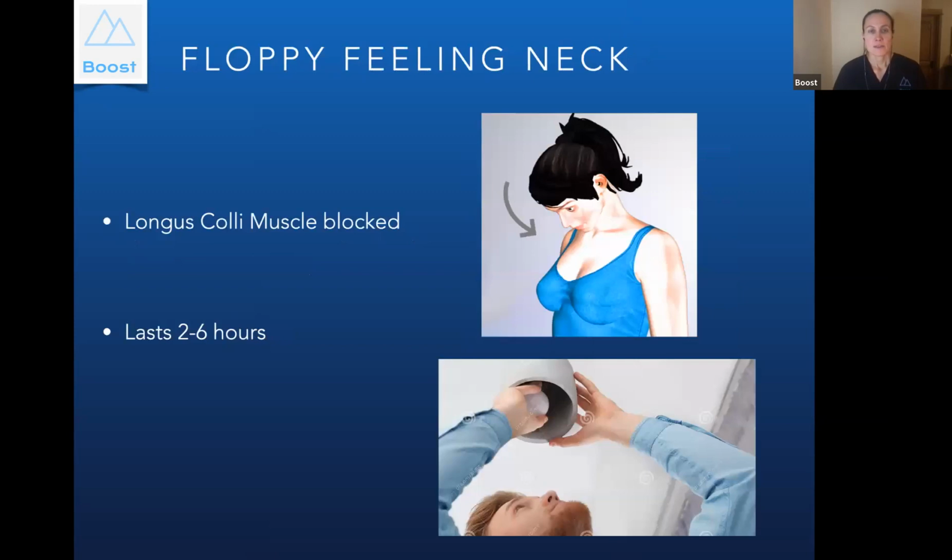Another thing that's going to happen is the muscle that we block, called the longus colli, is actually the muscle that allows you to tip your chin to your chest. And so what will happen is if you go home and go to screw in a light bulb or put your head back in the shower, it's going to feel like your head's going to fall back and fall off of your neck. Of course, that won't happen, but that's just something to be aware of. And that lasts for 2 to 6 hours as well.